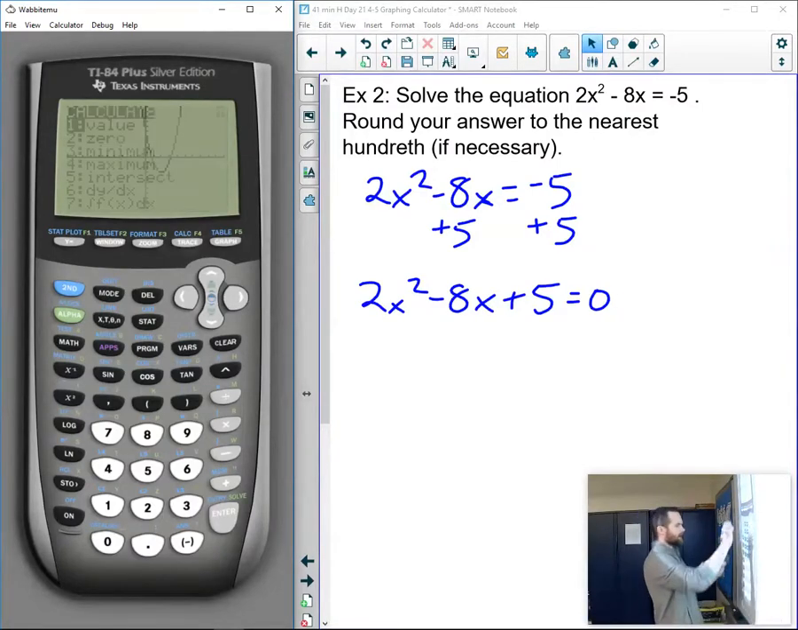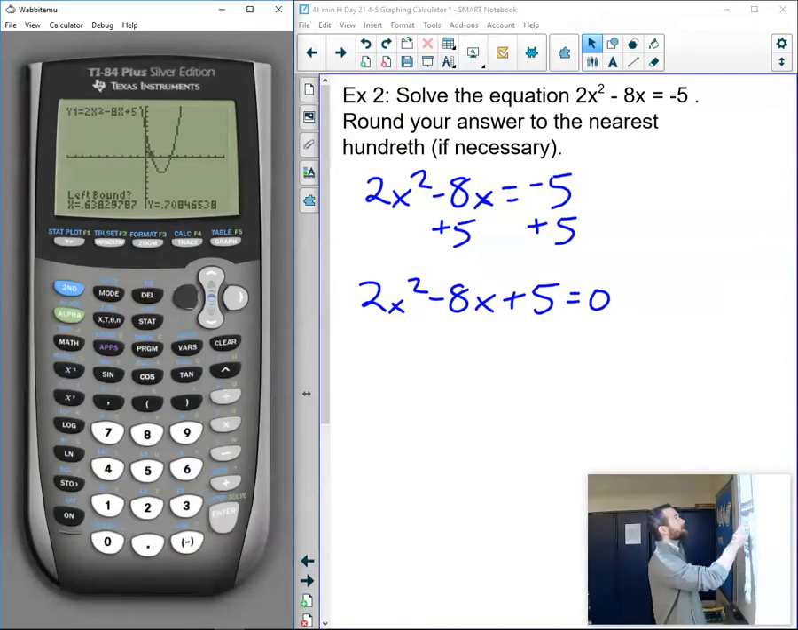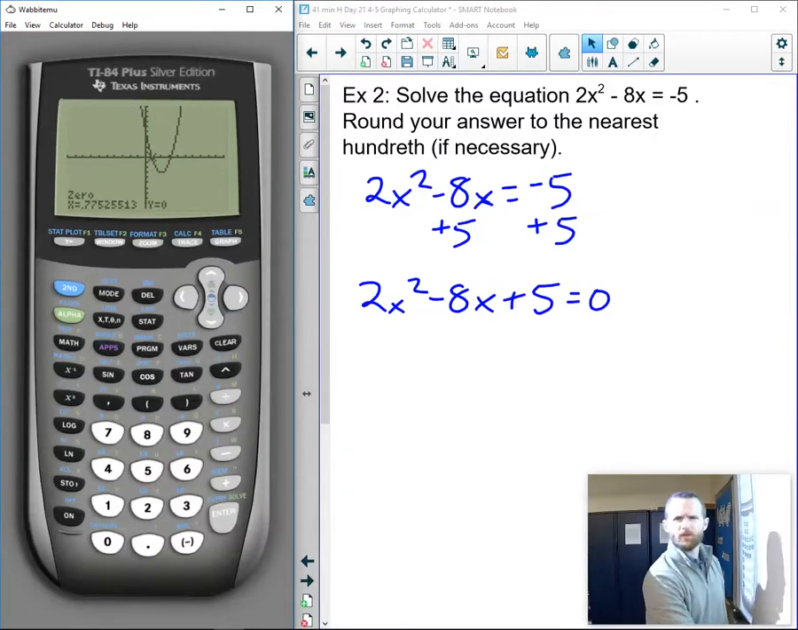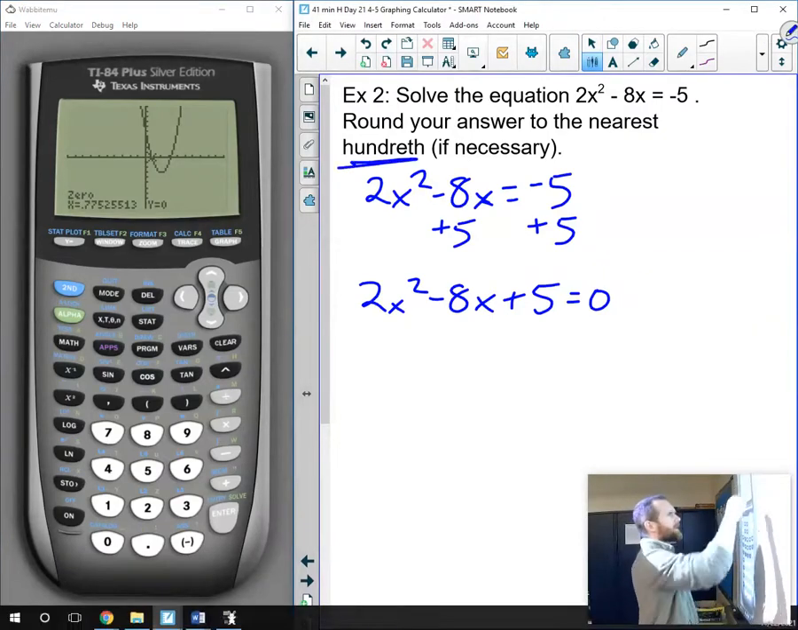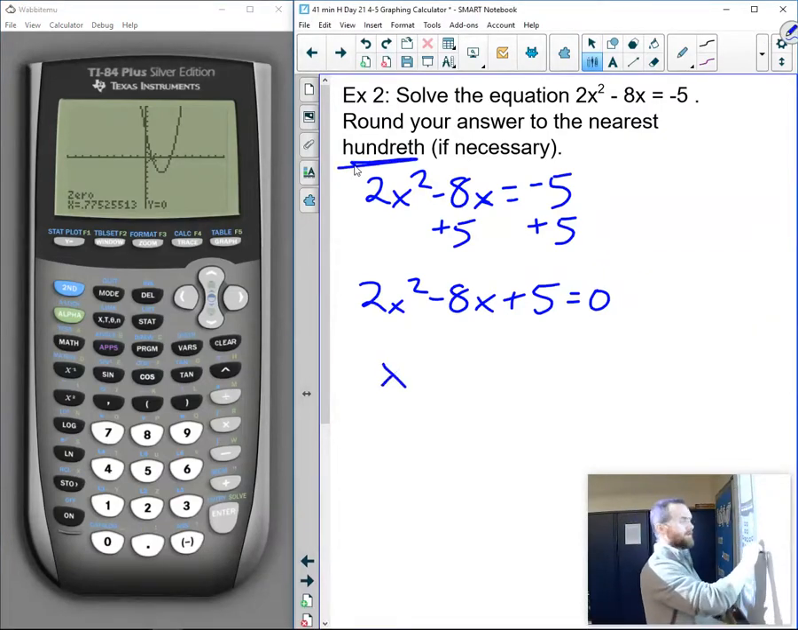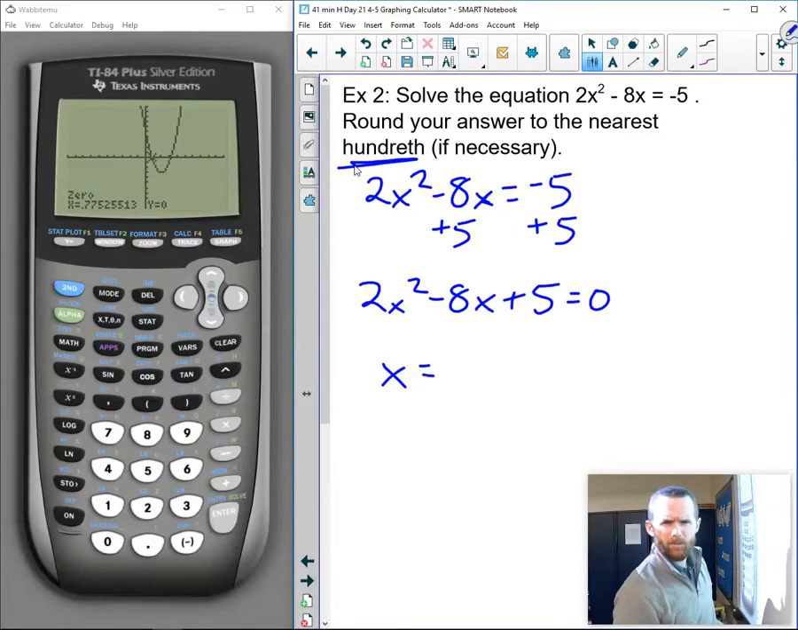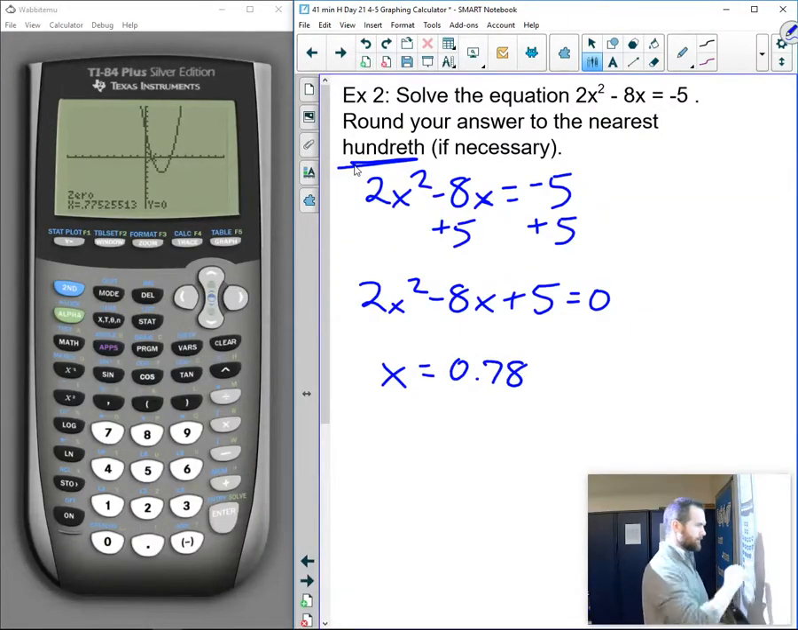We go to second, calculate 2 for the zero. One of the zeros is right there on the x-axis. I'm going to hit left to give the calculator a point to the left of it. Then I'm going to move right to give the calculator a point to the right of it. Hit enter, and we get a decimal. So we're rounding to the nearest hundredth. That's 2 decimal places. So x equals, what's the x value? 0.775, so it rounds to 0.78.